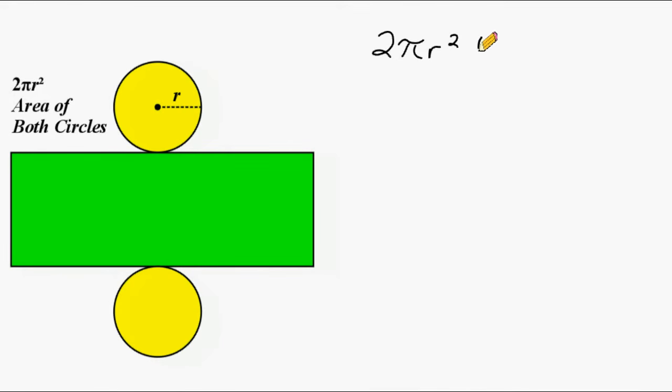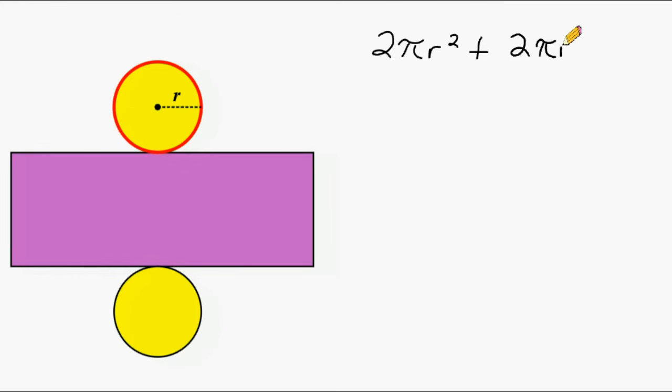But we have to add to that the area of the rectangular surface. Now, normally we think about a rectangle in terms of length times width when dealing with area. However, we have to look at it a little bit differently with the cylinder. Now, the width of the rectangle will be the same thing as the circumference of one of the circular surfaces. And the formula for the circumference of a circle can be expressed as 2 pi r.